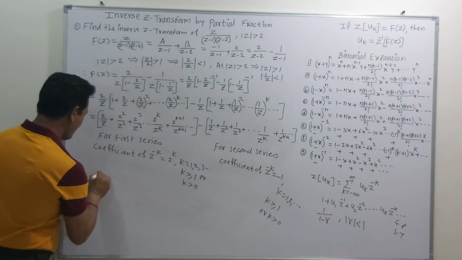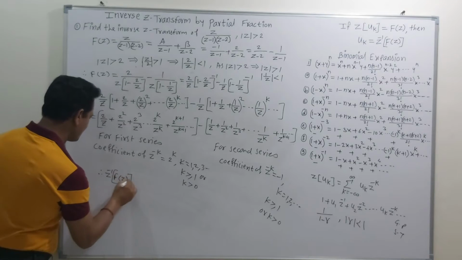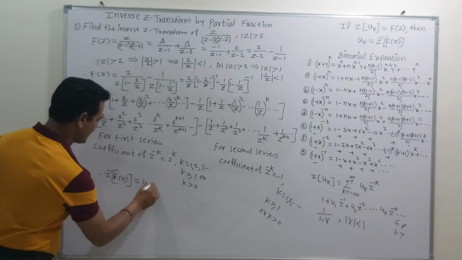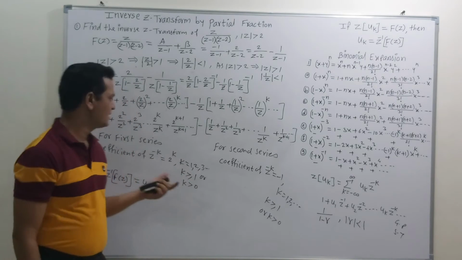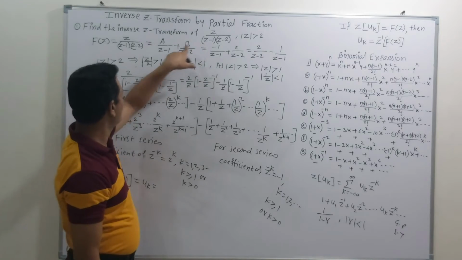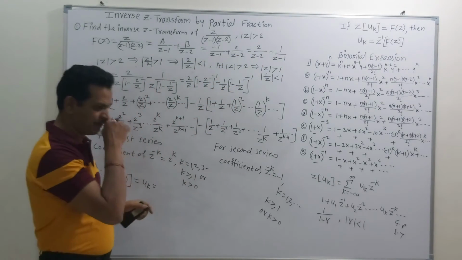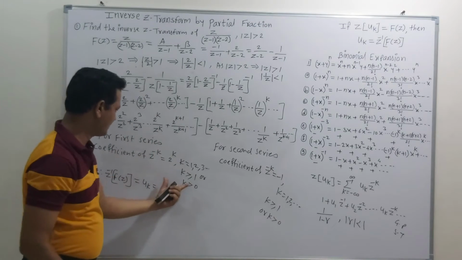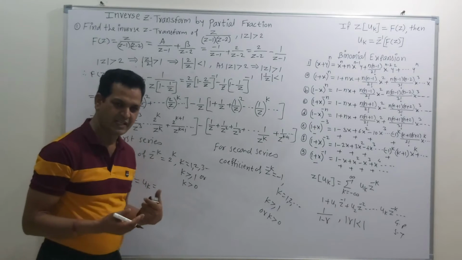So now for writing the inverse Z transformation, we can write this as the sequence u_k, which is given as follows. While writing the answer for the first and second series, for the given example we can write this as the first series and this is the second series, or first and second factor. So this is the answer for the first series and this is the answer for the second series for the coefficient of z raised to minus k.